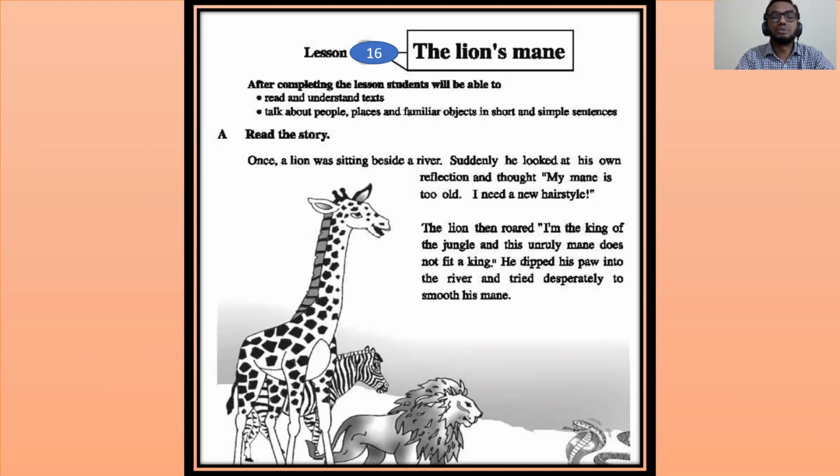Once a lion was sitting beside a river. Suddenly he looked at his own reflection and thought, my mane is too old. My mane is too old. I need a new hairstyle. The lion then roared, I am the king of the jungle, and this unruly mane doesn't fit a king. He dipped his paw into the river and tried desperately to smooth his mane. Okay?